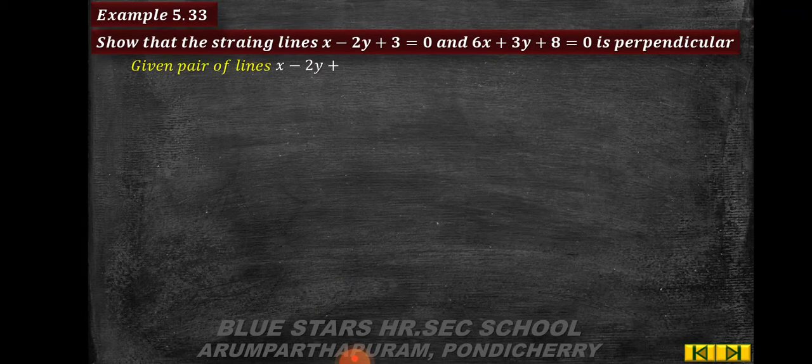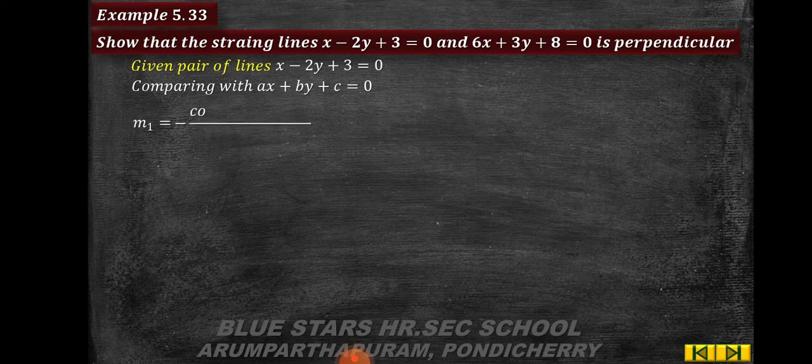So given the pair of lines, x minus 2y plus 3 is equal to 0. Comparing with ax plus by plus c is equal to 0, m1 is equal to minus coefficient of x by coefficient of y, which is nothing but minus a by b. So the coefficient of x is 1 divided by the coefficient of y, which is minus 2. Already you have one minus sign in the formula, so minus into minus will become plus. So the value of m1 is equal to 1 by 2.